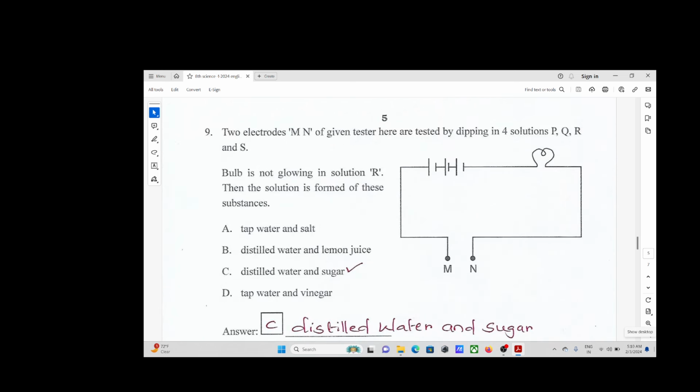Question number 9, the electrodes M and N of a given tester here are tested by dipping in 4 solutions P, Q, R and S. Bulb is not glowing in solution R, then the solution is formed of the substances option A, tap water and salt. Option B, distilled water and lemon juice. Option C, distilled water and sugar. Option D, tap water and vinegar. Correct answer is option C, distilled water and sugar.